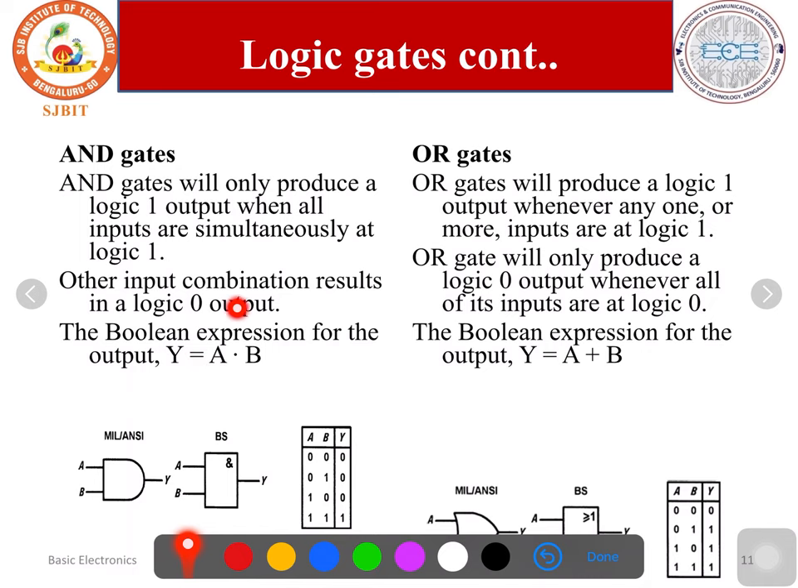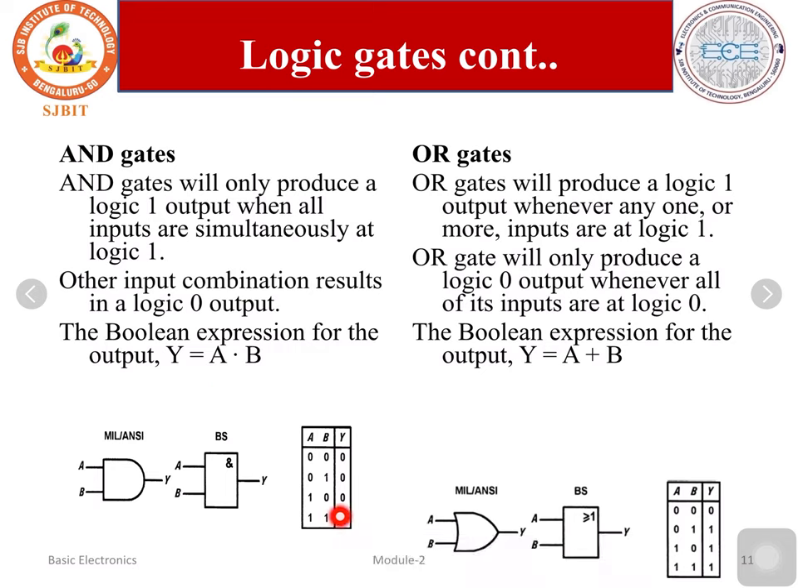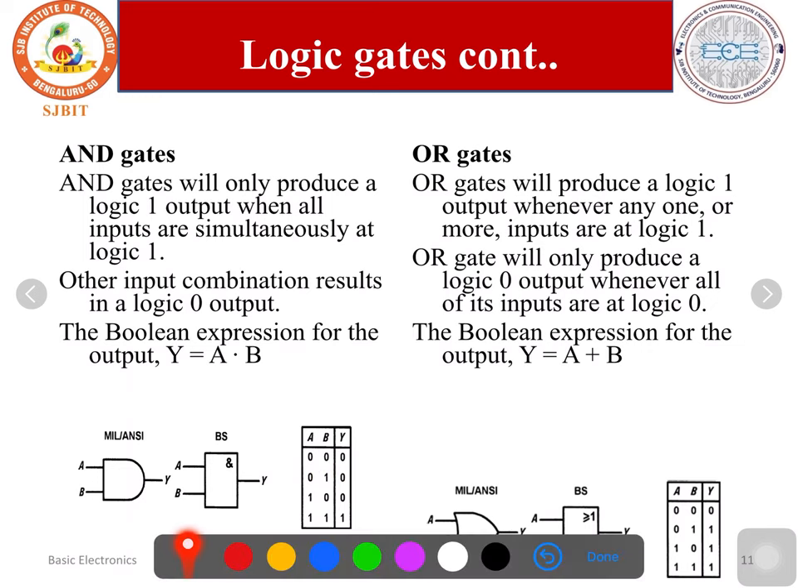Y is equal to A and B. AND gates will produce a logic 1 output when all the inputs are simultaneously at logic 1. We have considered a 2 input AND gate, so if both are 1, the output will be 1. If you consider a 4 input or 8 input, definitely if all the inputs are high, then only it will be 1. All other combinations will result in 0. So this is the Boolean expression Y is equal to A AND B.